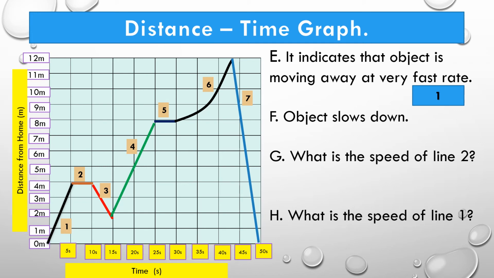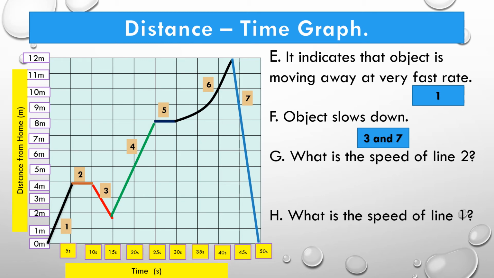Okay? Letter F. Object slows down. There are two answers. Which line shows the object slowing down? Okay, Neil says it's 3 and 7. Concepcion, 7. 3, 7. Okay, very good. Our answer is 3 and 7. Why 3 and 7? Number 2, it stopped, then went down. All downward lines mean it slowed down.